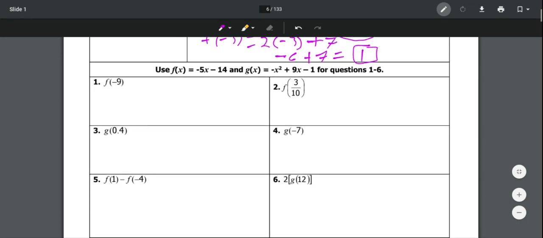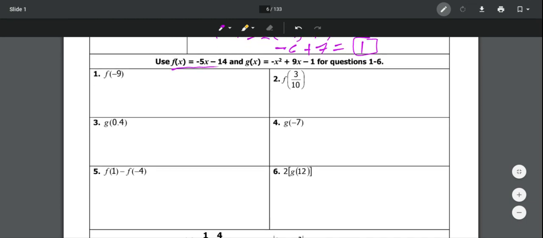Let's go ahead and look at some examples. So we've got f of x is negative 5x minus 14, and we've also got a g of x. For the first problem, we're going to look at number 1. F of negative 9. That just means wherever we see an x, we're going to put a negative 9 there. Since it's f of negative 9, we're going to use the equation that corresponds with f of x. We're just going to plug in that equation, and instead of writing in x, we're going to write in our negative 9. That's all we do. And then we just evaluate.